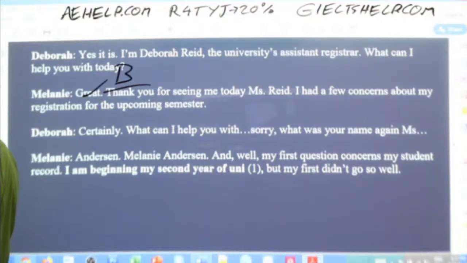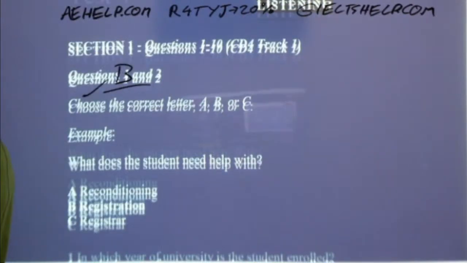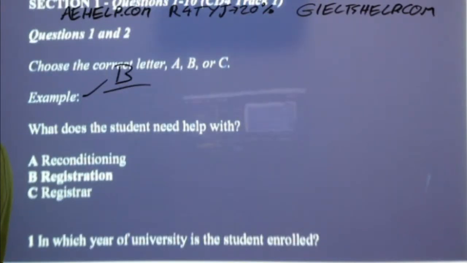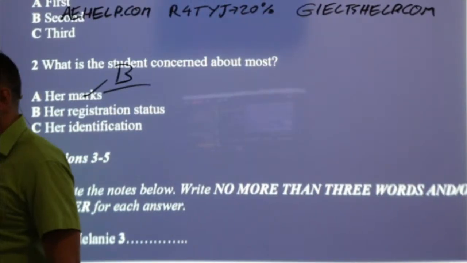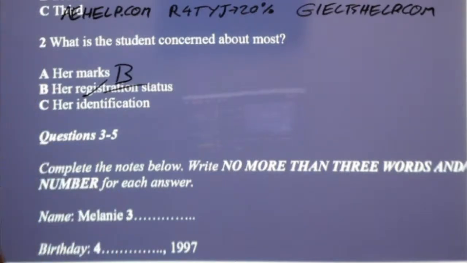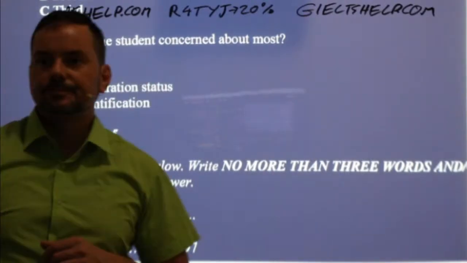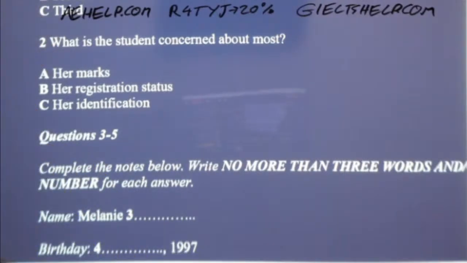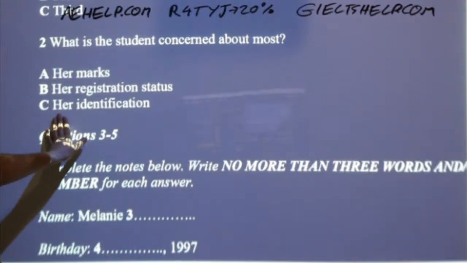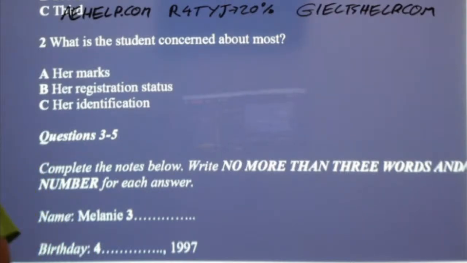All right. So let's get back to these other answers. So again, use the transcripts. They can be very, very helpful in your learning and also improving your active listening. Okay, question number two was a bit tricky. Question number two asks, what is the student concerned about most? Is it her marks, her registration status, or her identification? A, B, or C? It was a little bit tricky.